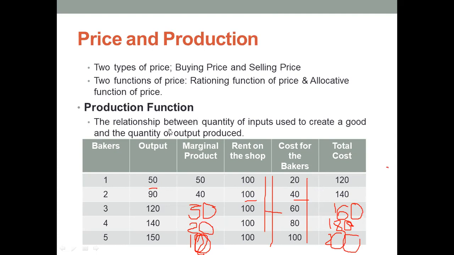While selling price is the amount, the monetary amount that the seller is willing to deliver or render the product or service. Okay, again, selling price refers to the amount of price that the seller is willing to provide for the product or service. Okay?